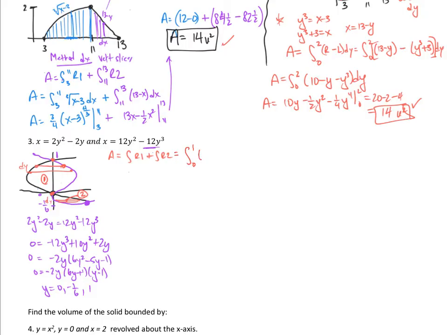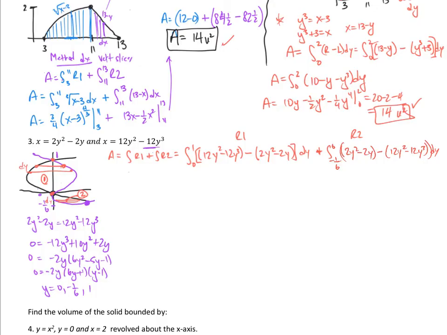And it's going to be the right equation minus the left one, so that'll be 12y squared minus 12y cubed, minus the left one. Let's keep this. And then the left one is going to be 2y squared minus 2y dy. Okay. And then plus the integral, again, this was region 1, this will be region 2. Now, this goes from negative 1/6 to 0. And now the curves flip-flop, so you have 2y squared minus 2y minus the 12y squared minus 12y cubed dy.